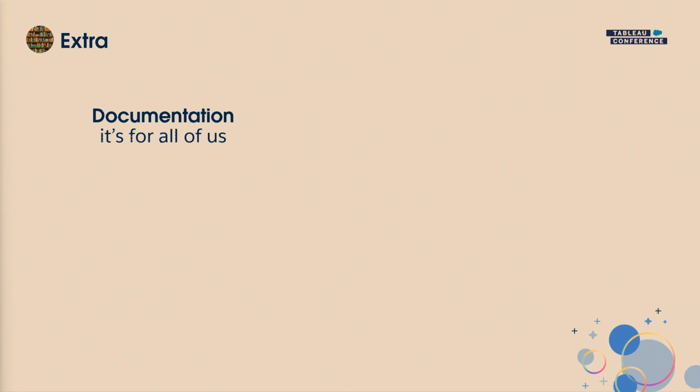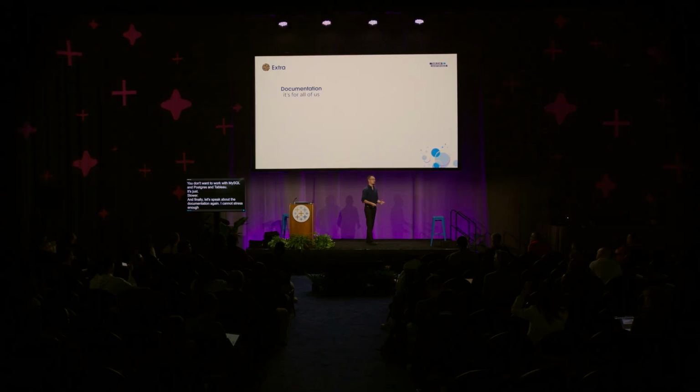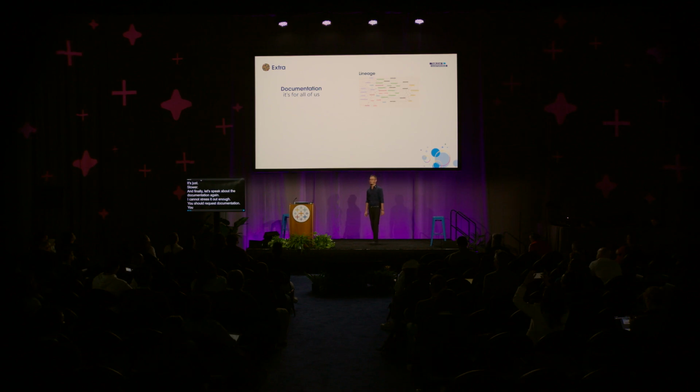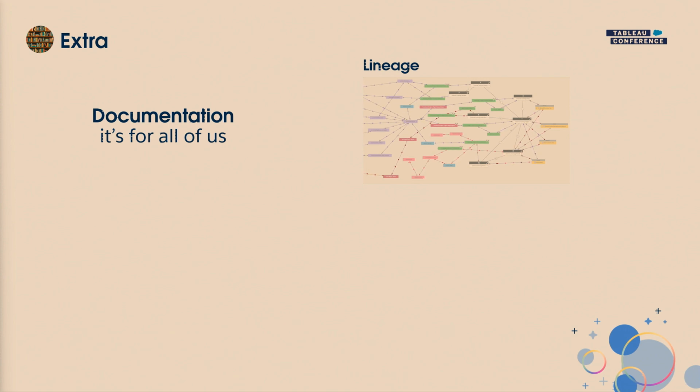And finally, let's speak about the documentation. Again, I cannot stress it enough. You should request documentation. You shouldn't be reverse engineering everything. Lineage should be there. If you have a complicated or even uncomplicated data model, it should be there because simply it says what and where and how. For example, let's say that in Tableau something is not working. You notice that users are not coming in. All right, where are users coming from? Now you're reading the table, you have absolutely no idea where this thing is coming from.